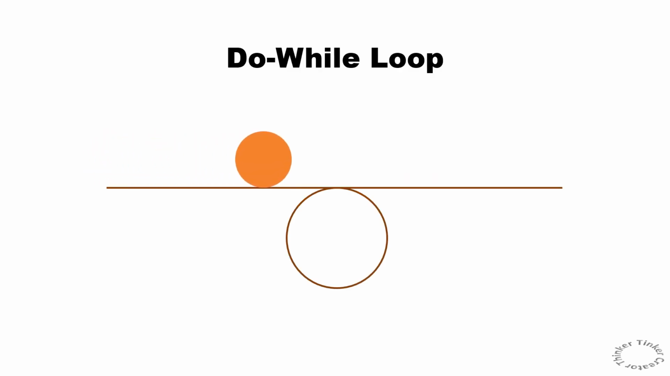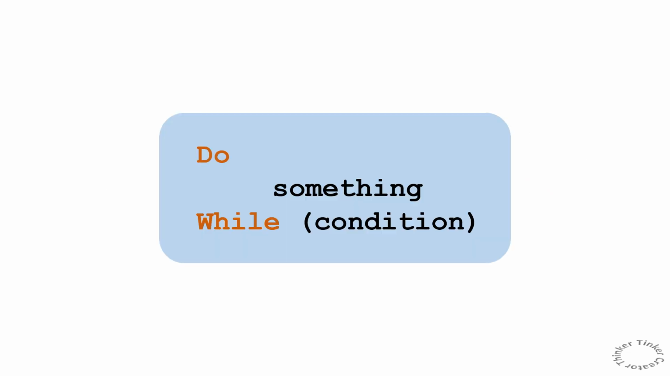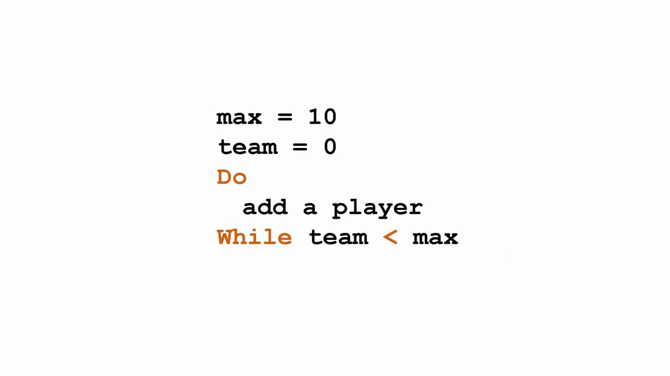The do-while loop runs an action first. Then checks the condition afterwards. It repeats the action while the condition is true. When the condition is no longer true, the loop ends. In general, the do-while loop statement looks like this. This do-while loop adds 10 players to the team.